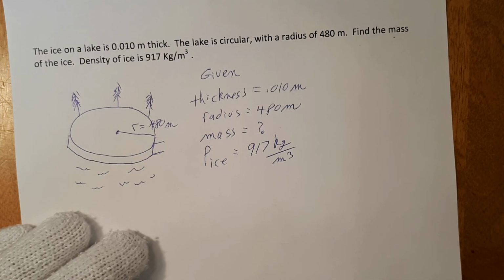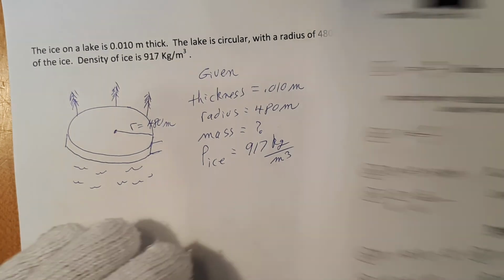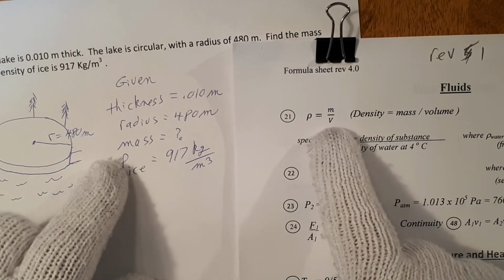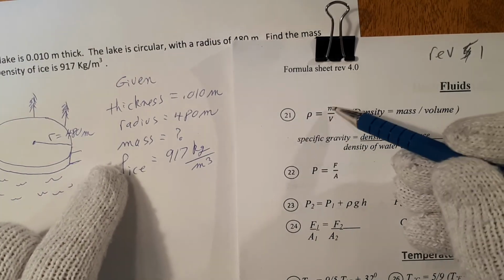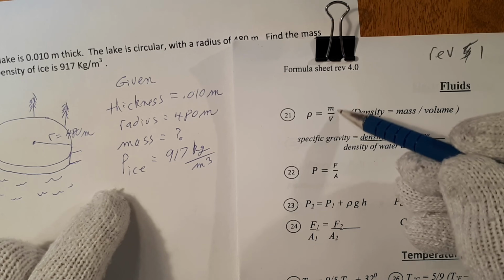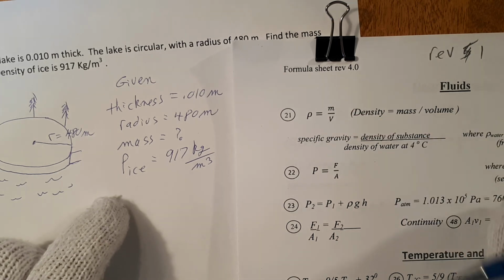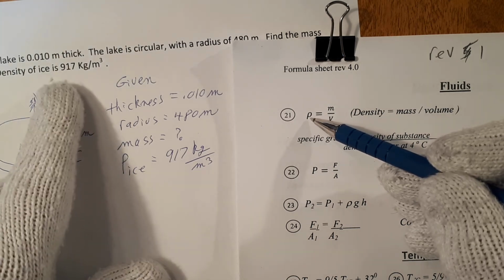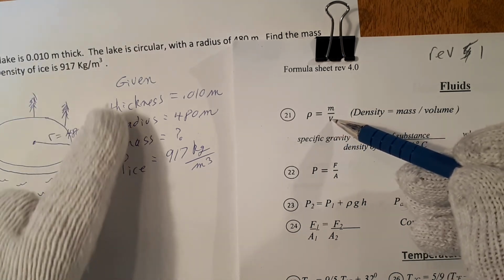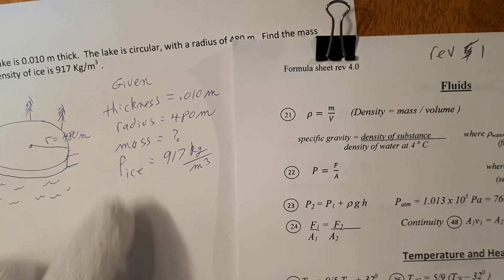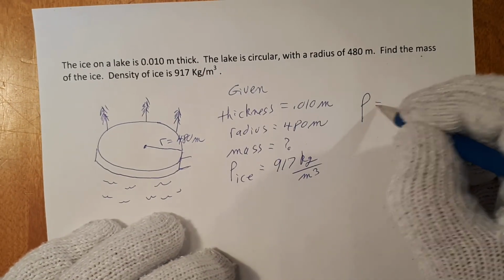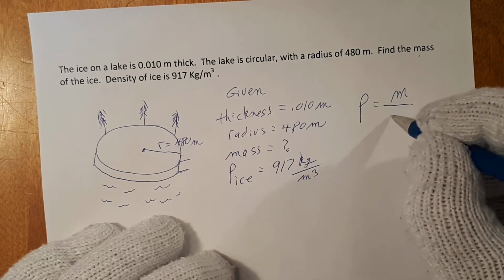Now let's have a look at our equations. Based on what we are given here, the equation we want to use is this one. Density is equal to mass divided by volume. Mass is what we want to find. The density of the ice we are given. And the volume of the ice, well, we need to do some calculations. Let's write our equation here. Density is equal to mass divided by volume.